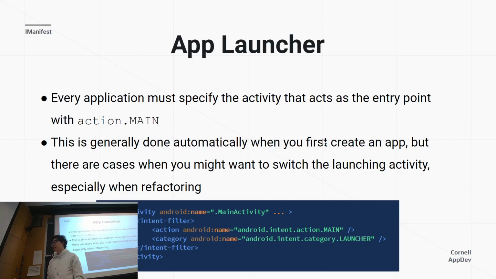Next, we have the app launcher. Every application must specify the activity that's set as the entry point for your app. Normally that would be main activity. But say, for example, you want it to be something else. You wanted to start at another activity that you created. Well, this is the spot to go to in order to change what activity actually starts first. In addition, this is the place where you will actually type in what permissions you want to request.